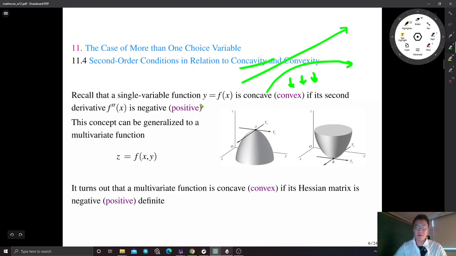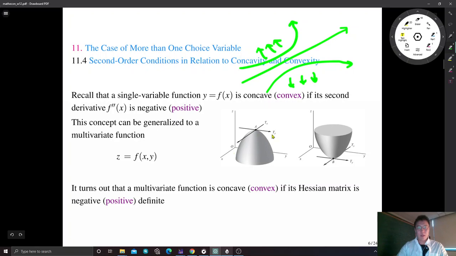For the convex function, the graph of a convex function is bent upward like this. Right? So the slope of the tangent line is now increasing. In other words, the second derivative is positive. Okay. So this definition and geometric interpretation is translated into three-dimensional space. When we work with a two-variable function, the function depends on two variables x and y, then the graph of this function becomes a three-dimensional surface like this.